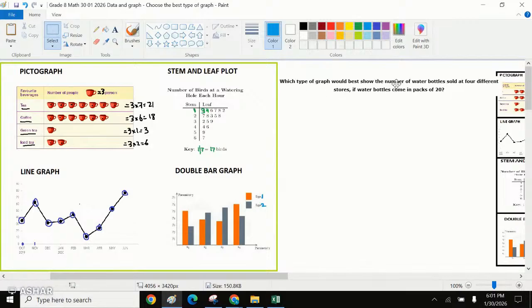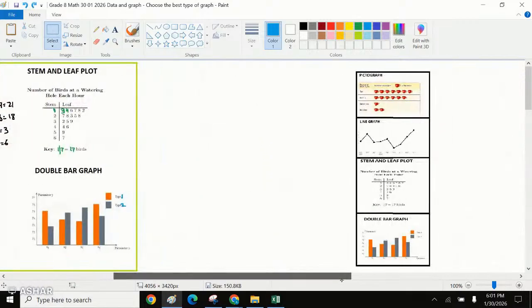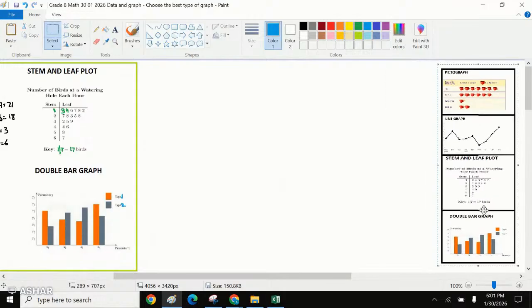I'll use it further also. Just a moment, please. Let me just move this ahead, so that we can reuse that.